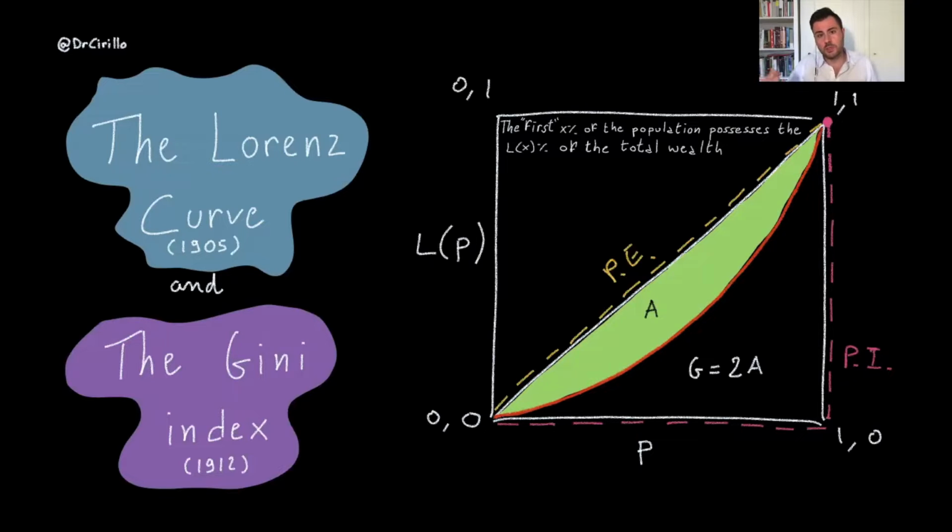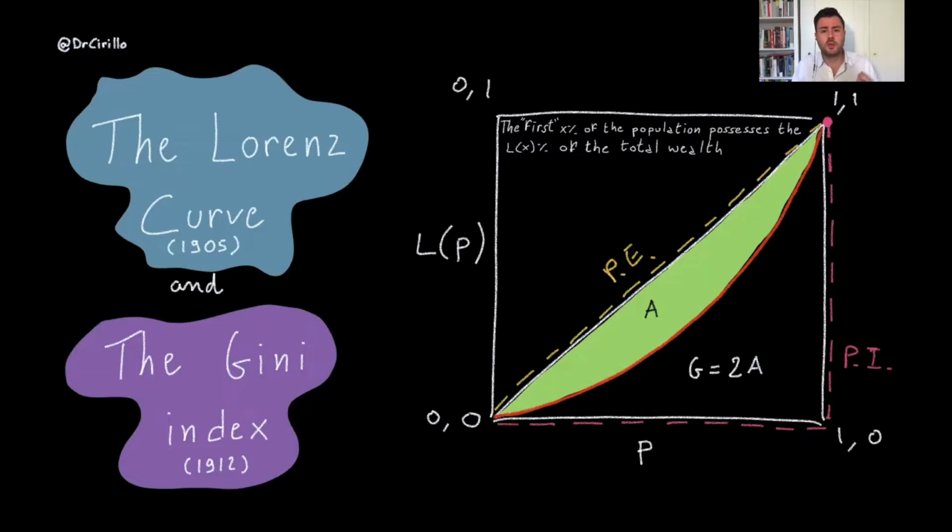And on the opposite, when I consider the whole population, so I consider all the individuals together, obviously all the individuals together will have all the wealth in the economy. So the opposite situation is L of 1 equal to 1. Okay? Then what do I have?